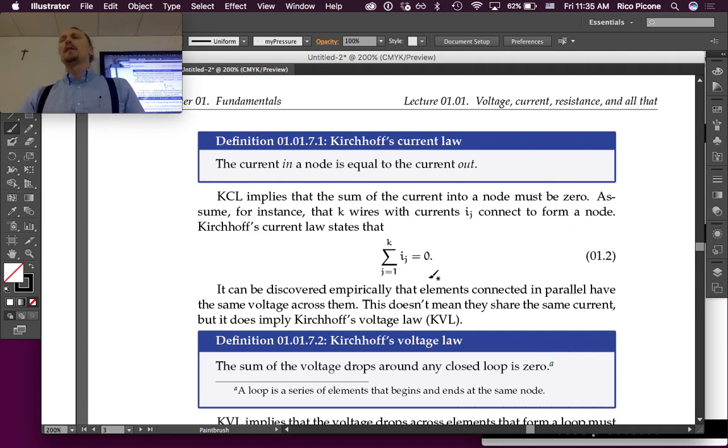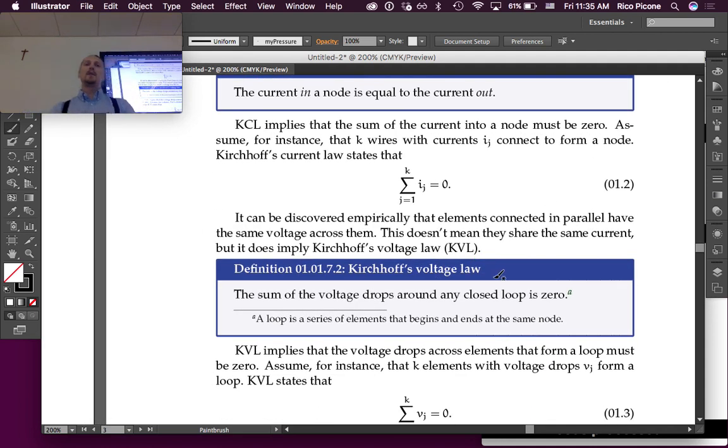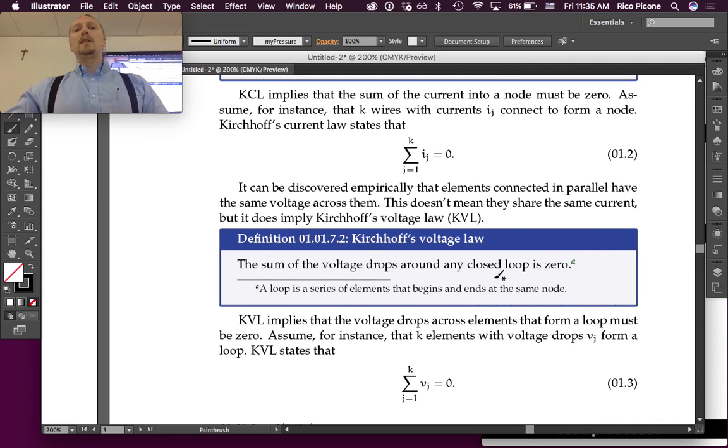And we're familiar with that. I think we've all seen Kirchhoff's current law in physics, but it's good to remind ourselves. It can be discovered empirically, one way. The elements connected in parallel have the same voltage across them. So you could go up and measure some circuits and say, oh, well, they're in parallel. Look, the same voltage. This doesn't mean that they share the same current, of course, but it does imply Kirchhoff's voltage law, which is that the sum of the voltage drops around any closed loop is 0.